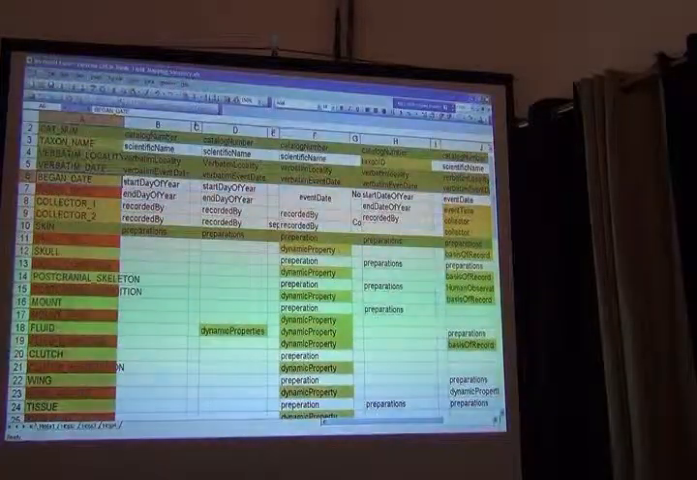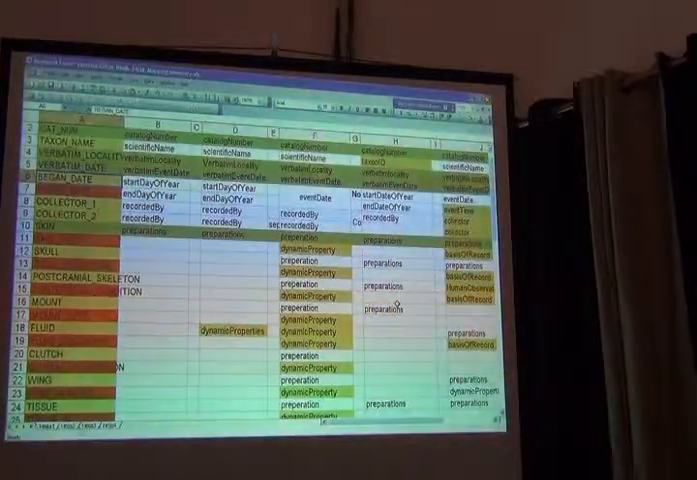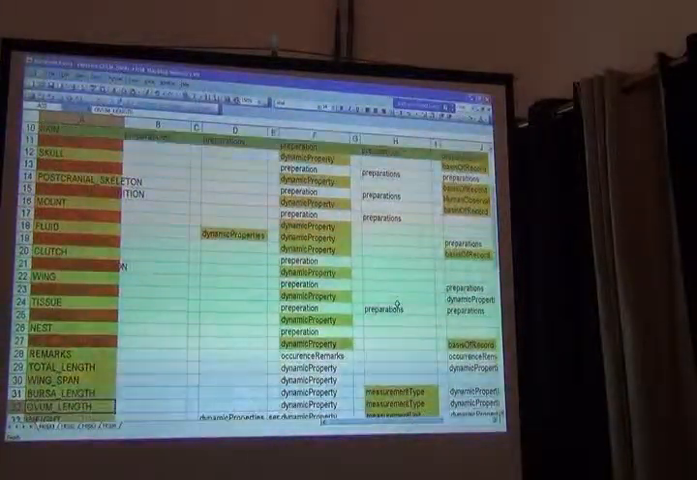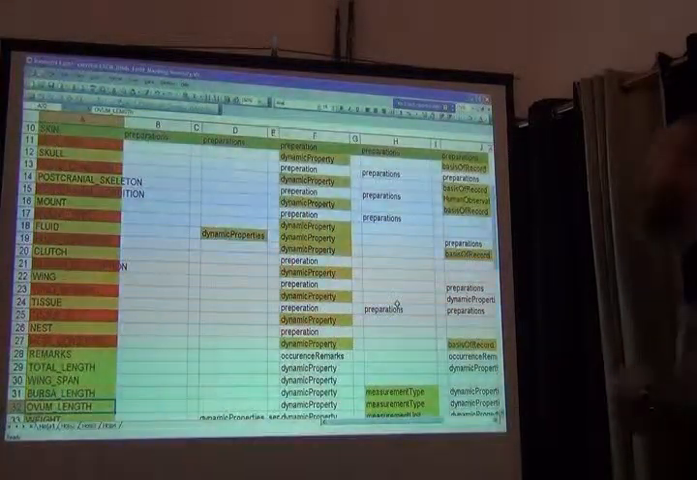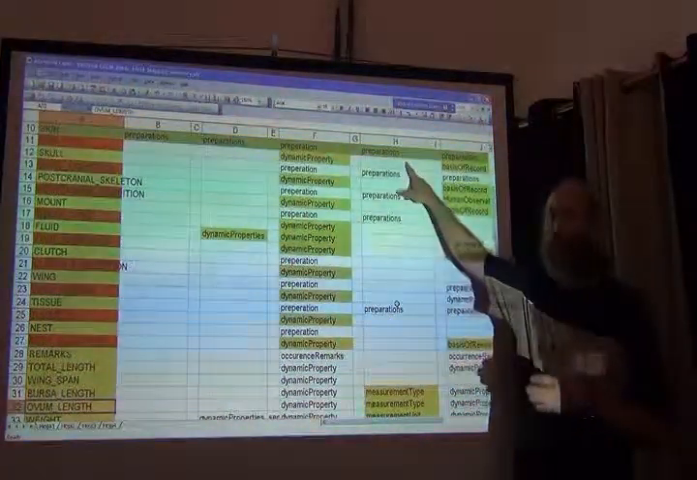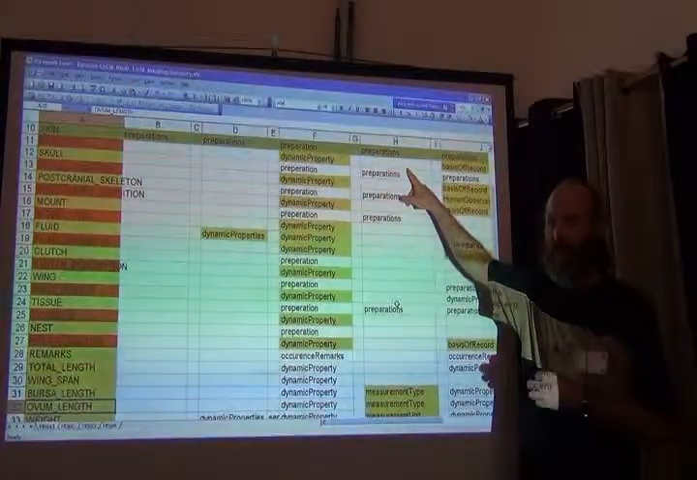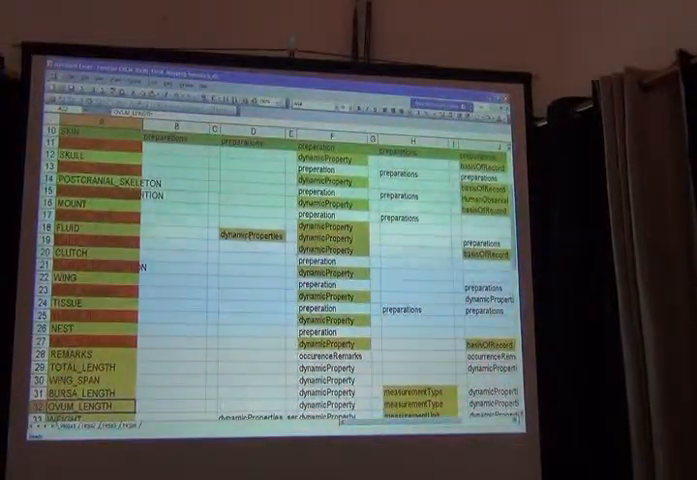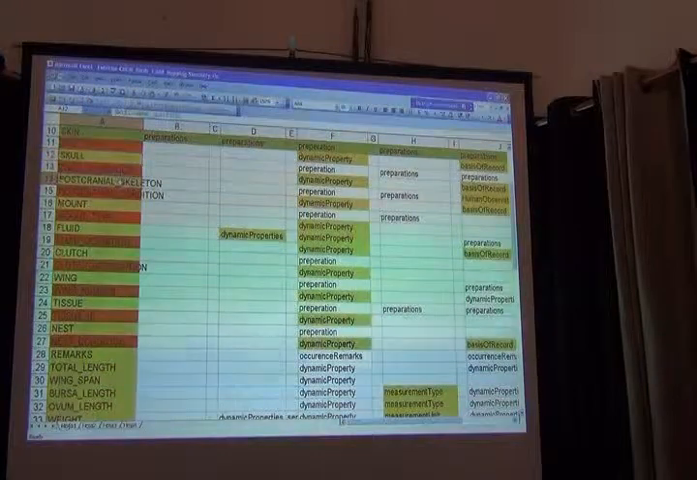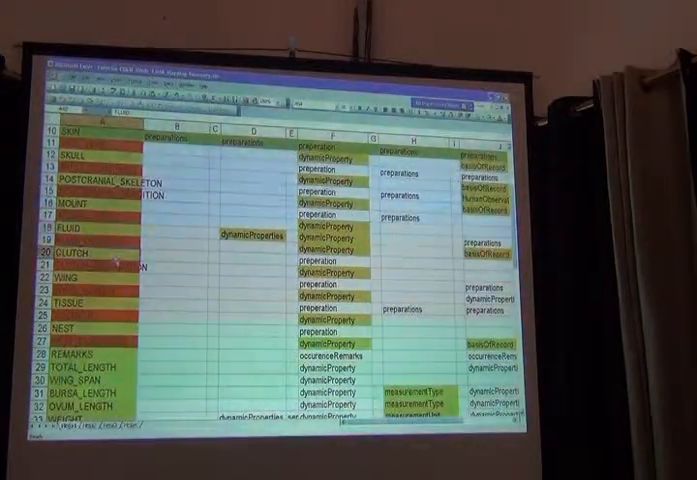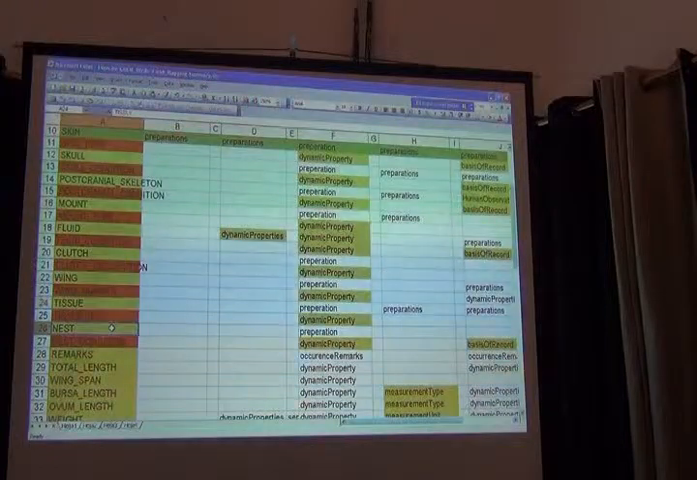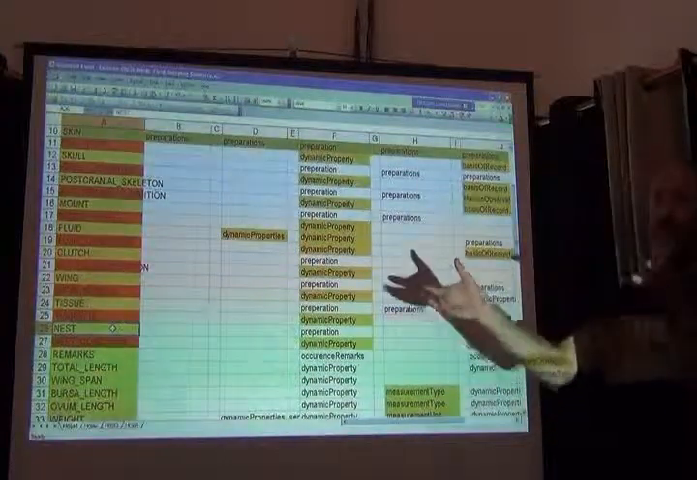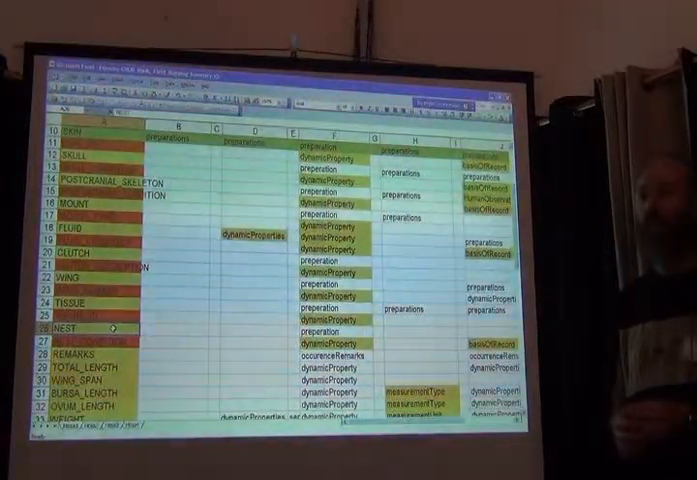Then we get into a whole section in this database that has to do with preparations. So beginning with skin, for some reason everyone was able to get skin just fine, probably because skin was one of the examples in the preparations definition. So that made that easy. But it turns out that all of the other ones here, if you skip, skull, postcranial skeleton, mount, fluid, clutch, wing, tissue, and nest, all of those are preparations. They're all parts of the biological individual.